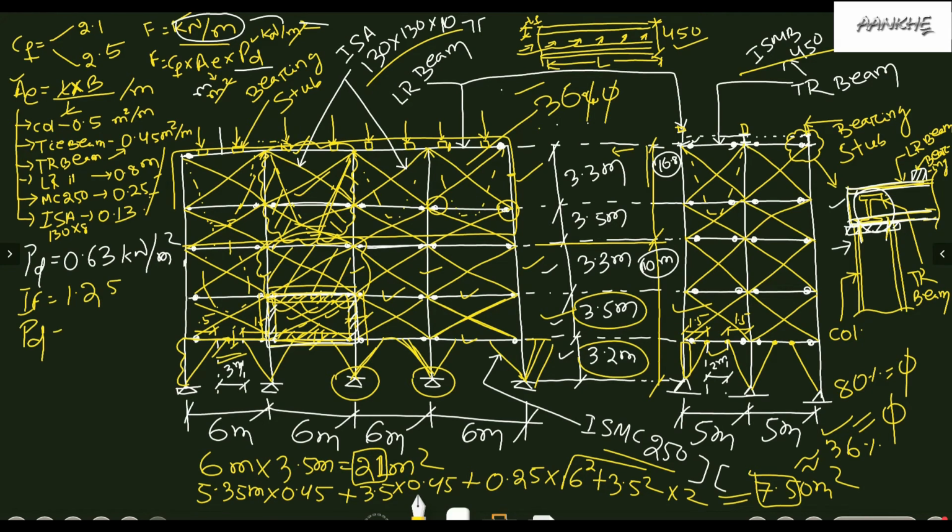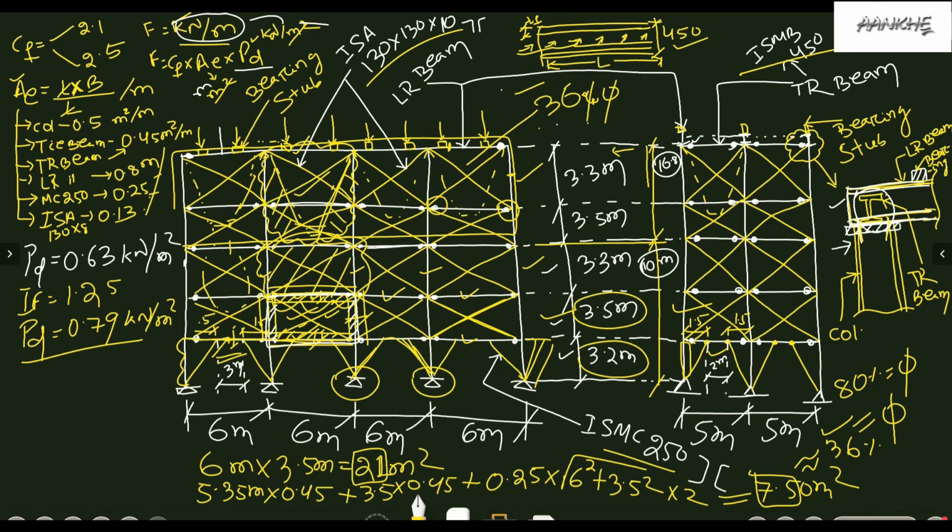So PD is further modified: 0.63 into 1.25. It comes 0.787 or maybe rounded up to 0.79 kilonewton per square meter. Okay, now you have found out the PD, you have your AE, and you have your CF as well. So you need to calculate the forces.